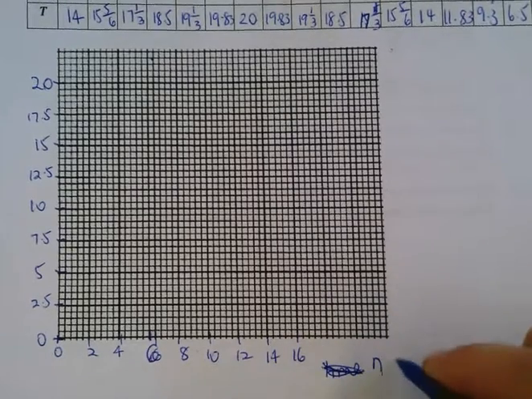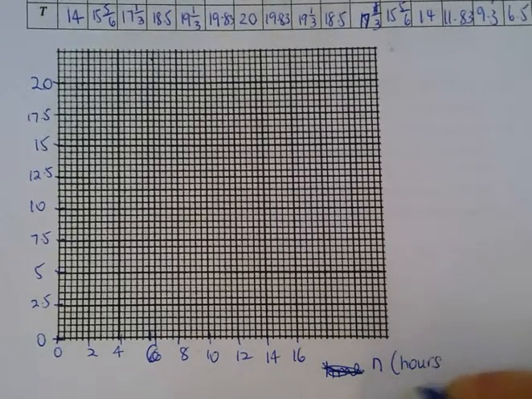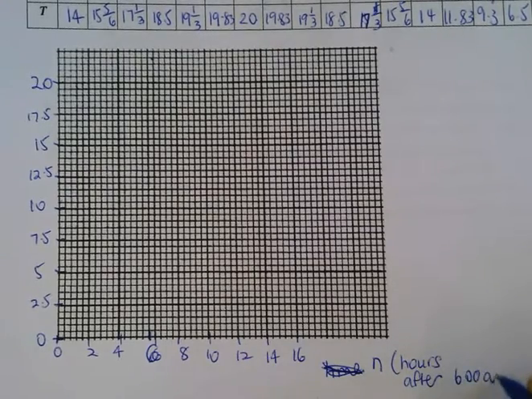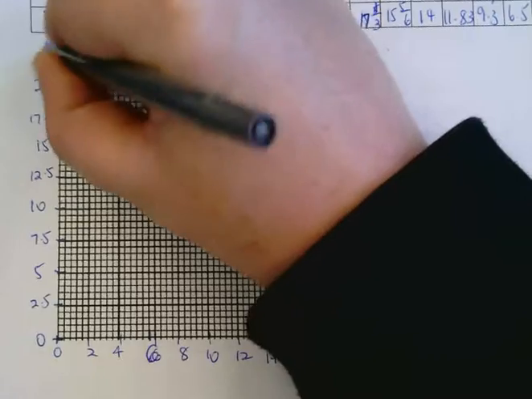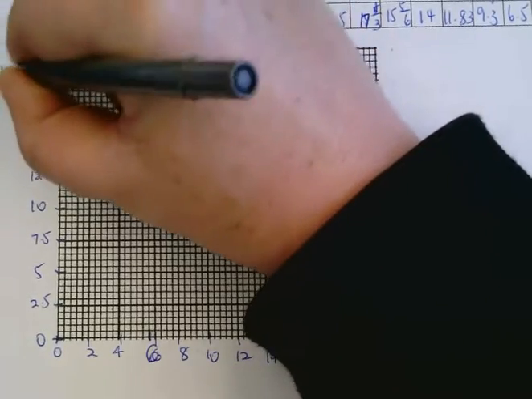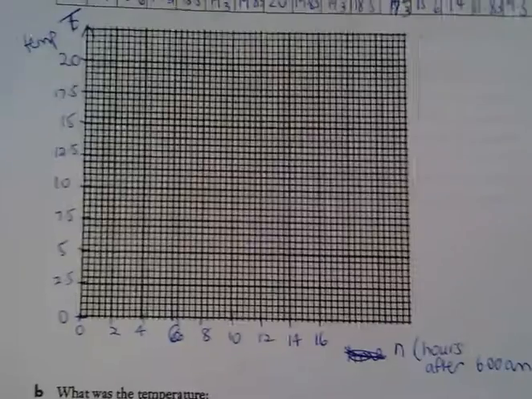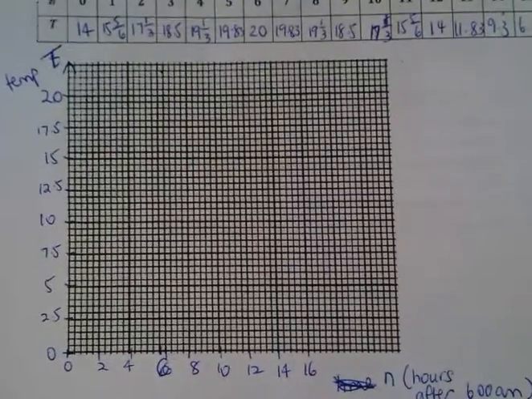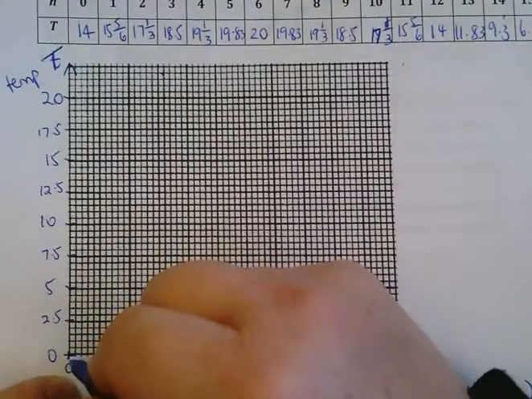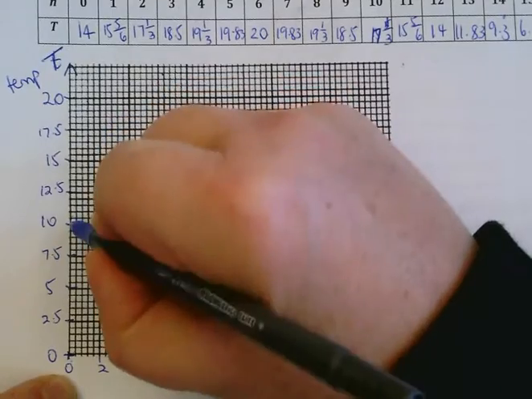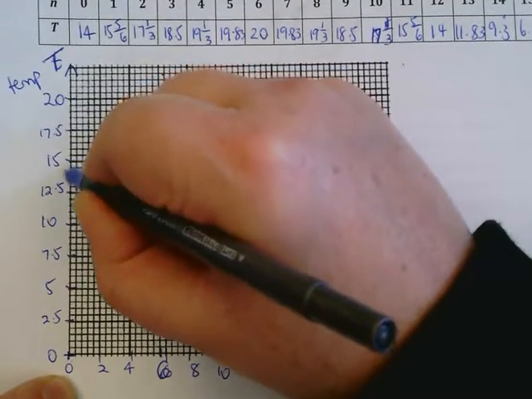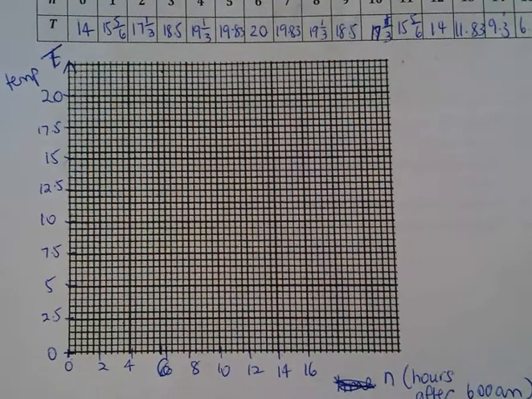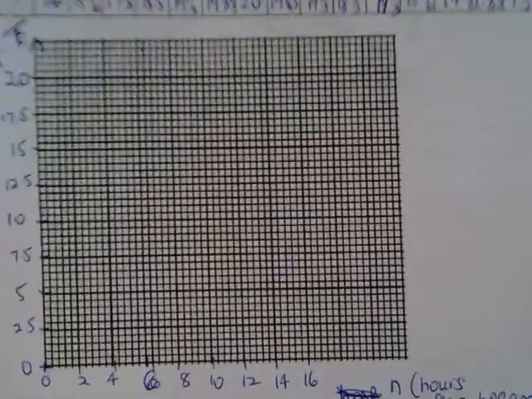And N is in hours. N is hours after 6 a.m. And this is T for temperature. So T is temperature, N is hours after 6 a.m. Let's start graphing 0 and 14. Remember I said every two boxes is 1, or every one little square is a half. So I've got 0 and 14.